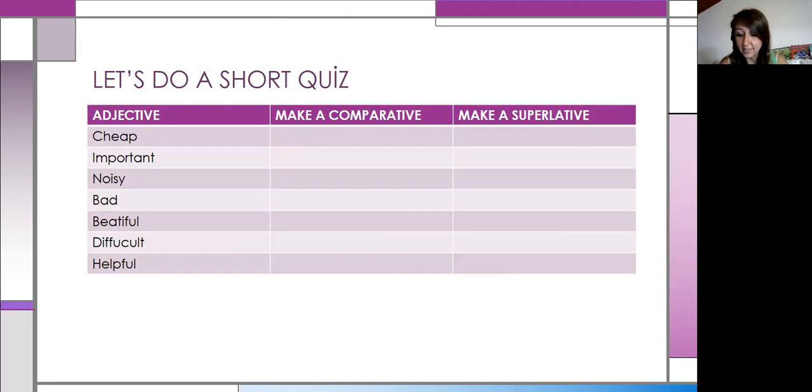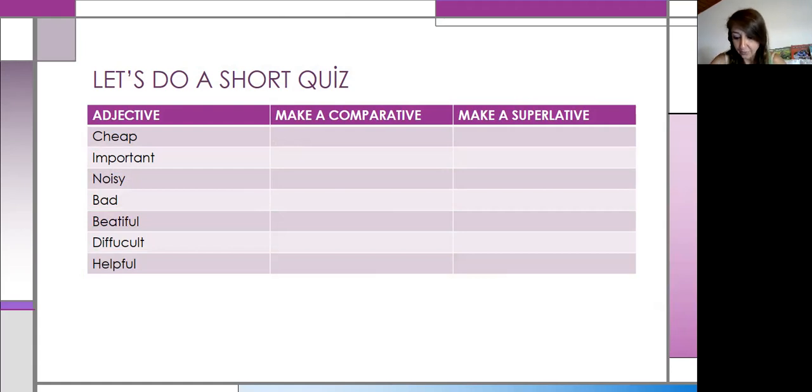Try to get the rhythm of it. Cheap, cheaper, the cheapest. Important, more important, the most important. Noisy, noisier, the noisiest. Get the rhythm of it. So, okay, let's do an exercise together.